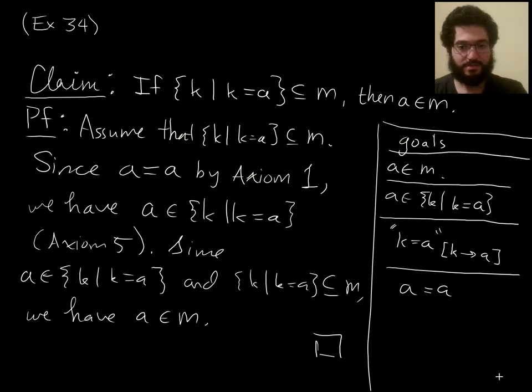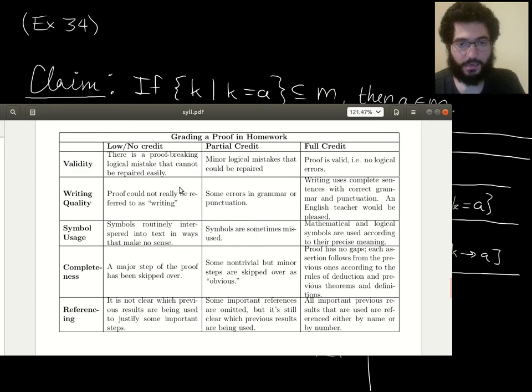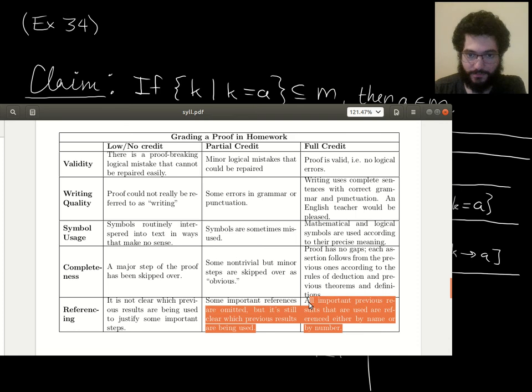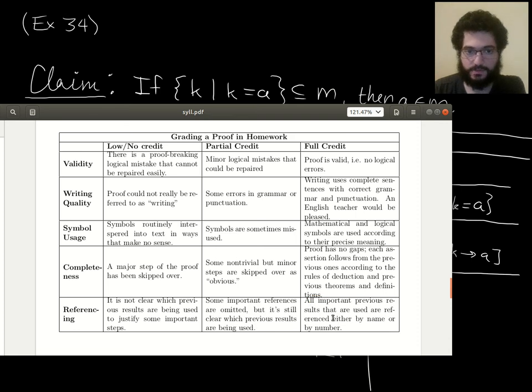And in fact, I'm just going to remind you that the syllabus contains a rubric, which you should probably look at, or you can just pause the video and have a look at it. This is the rubric that roughly we're using for grading. Some things to pay attention to are this point that I just made about referencing. You should reference the results you use. Of course, some things are obvious. Your proof should have no gaps.